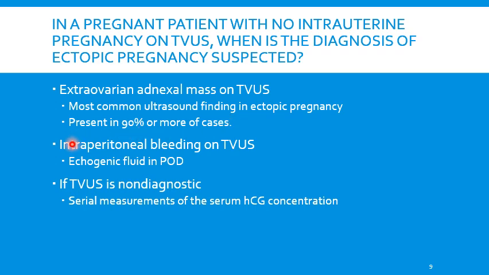Another finding is intraperitoneal bleeding on transvaginal ultrasound, that is presence of echogenic fluid in the POD. If the initial transvaginal ultrasound is non-diagnostic, that is, it does not show an adnexal mass or echogenic fluid in the POD, then you have to do serial measurements of serum HCG concentration.